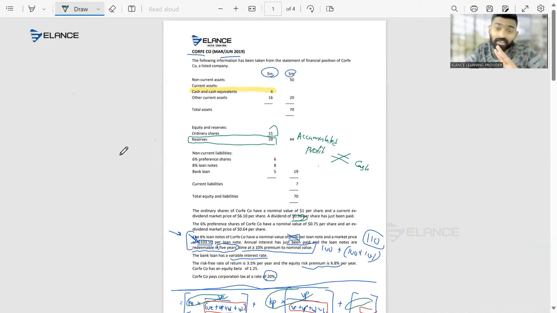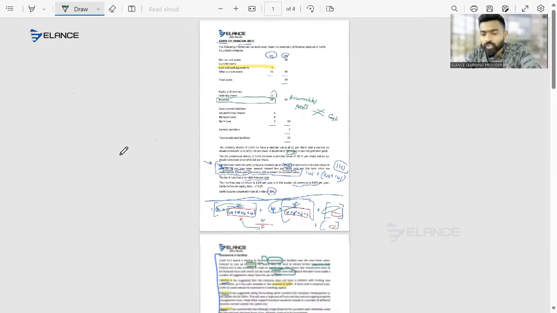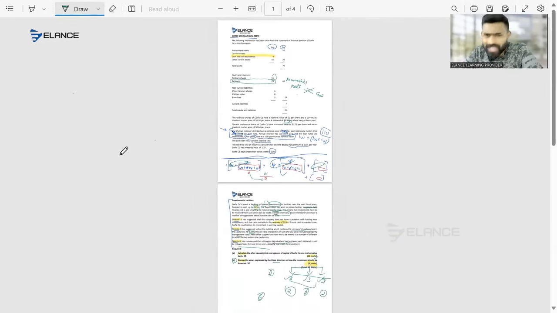There are three theories in dividend. Dividend irrelevancy theory by Modigliani Miller. The second one is traditional theory, that is dividend relevancy theory, and the third one is residual value theory. They are very small chapters. Please learn them. Okay, so very smoothly, with a lot of time, we solved a good question.